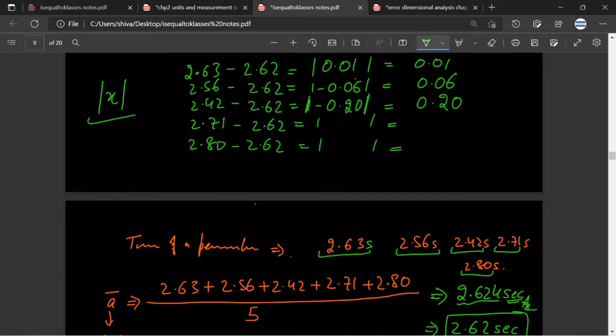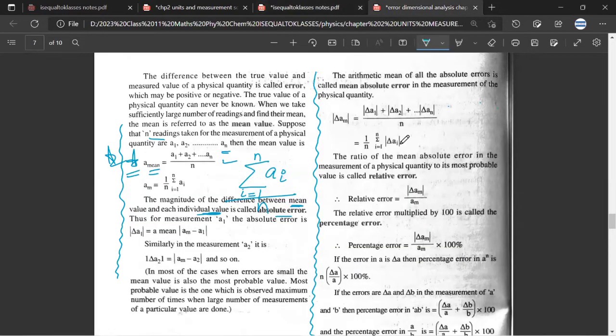2.71 minus 2.62, this will be 0.09. This is positive anyways, so modulus has no work to do here. 2.80 minus 2.62 is 0.18, so this would be 0.18. So these values which I have written here are the absolute error. First I calculate the mean, and then I calculate the difference between the individual value and the mean value, and then I take a modulus of that. So that will be the absolute error.